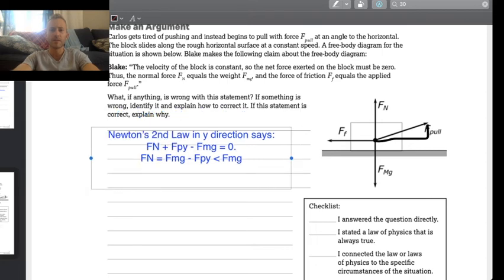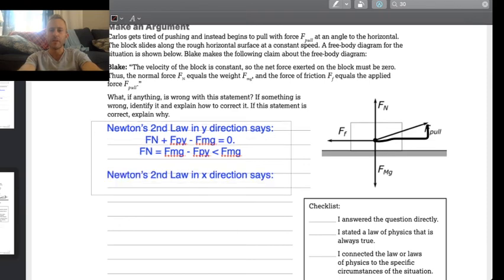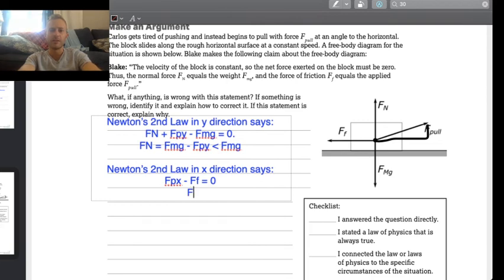Another thing that is incorrect is Newton's second law in the x direction says that the force of the pull in the x direction minus the force of friction equals 0. Okay, so that means that the force of friction is equal to the horizontal component of the pulling force. But the horizontal component of the pulling force is actually less than the strength of the pulling force, the total strength. Why is that? It's because the leg of a right triangle is shorter than the hypotenuse.